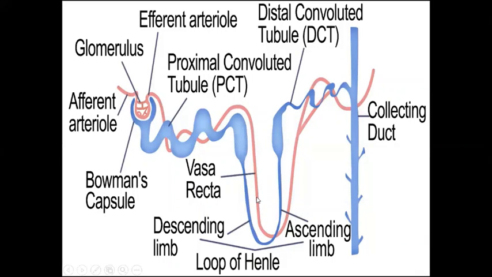The vasa recta are actually peritubular capillaries that are adjacent to the loop of Henle. So they are called vasa recta. And then you have the nephron itself that is divided into the proximal convoluted tubule, the loop of Henle, the distal convoluted tubule, the collecting tubules, collecting ducts, just like that. So it's very easy. If I ask you, can you draw the kidney nephron? No one can fail to do that.